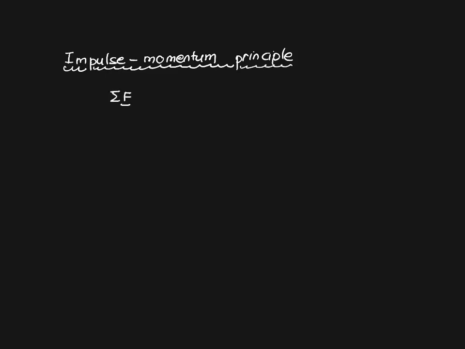Then when we move on to the next chapter, we talk about the impulse momentum principle. This principle is nothing more than just the restatement of Newton's law. So we start with the net force acting on a particle equal to the rate of change of its momentum. And what happens is we move dt to the other side.